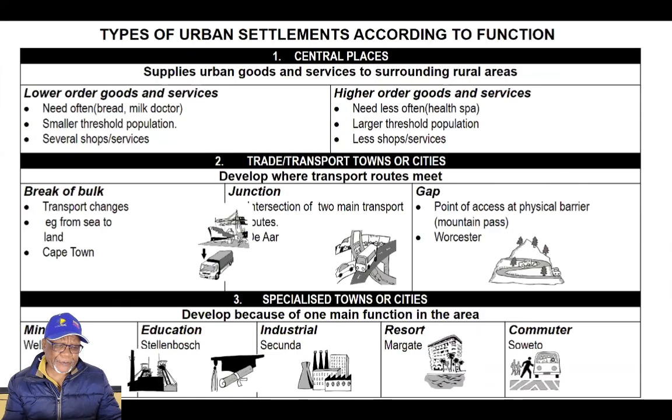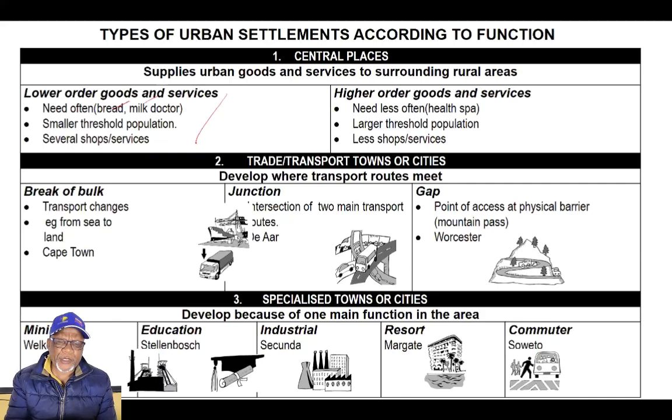Now, let's look at types of elements according to function. We've been talking about order of goods and services. So when we're looking at the order of goods and services, we're looking at the example of bread, the example of milk. This will be your daily needs, and therefore you are not going to travel a longer distance to access these goods. Because if you were to travel a longer distance on a daily basis for these goods, you would have more expenses.